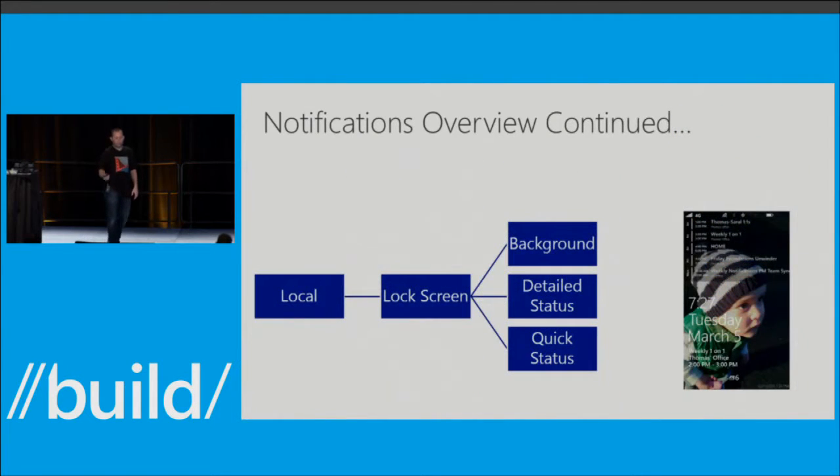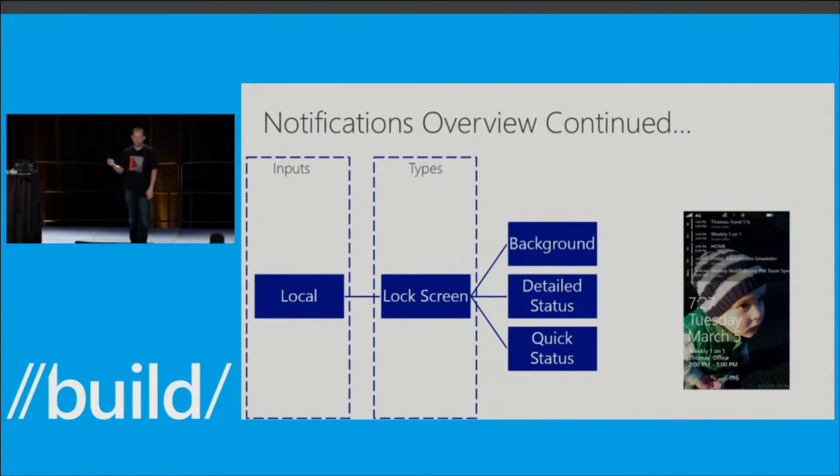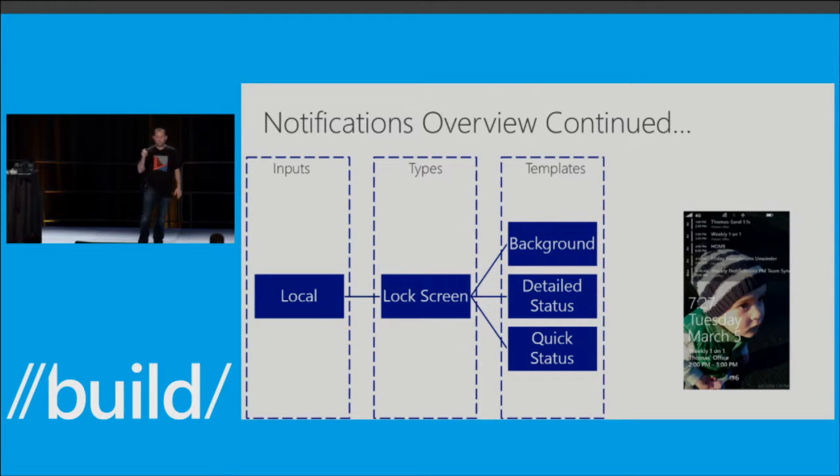Then there's one more set of notifications, and this is very new for Windows Phone 8. The inputs are still local, so it's not a new input type for these types of notifications. So local meaning it could be a background agent. We'll talk about all the ways you can do local. But the type for this one is lock screen. Now being able to control the lock screen is a huge part of helping you personalize the phone for the end user but still give them great data like I showed you earlier.